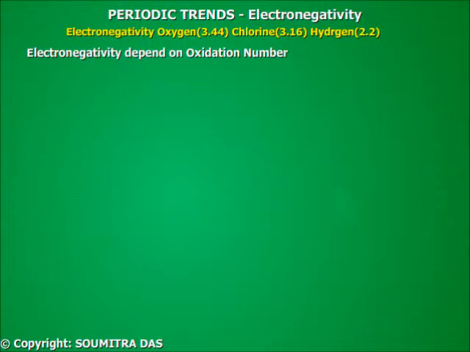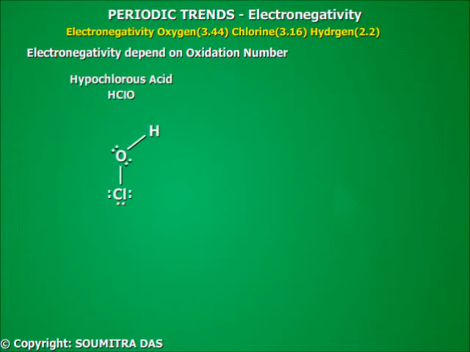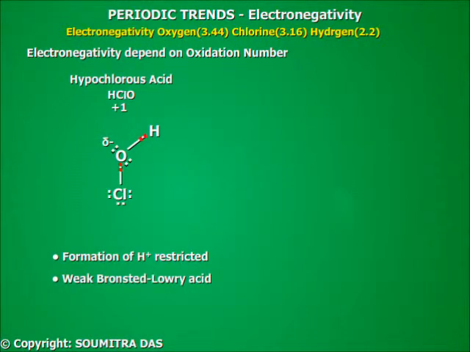Electronegativity depends on oxidation number. As oxidation number increases, there is an increase in electronegativity. See hypochlorous acid, where the oxidation number of chlorine is +1. The electronegativity of chlorine is less than that of oxygen. So the electron pair moves to this side and makes the oxygen slightly negative. This slight negative charge will repel this electron pair to the side of hydrogen. This will restrict the formation of H+ and it is a weak Bronsted-Lowry acid.